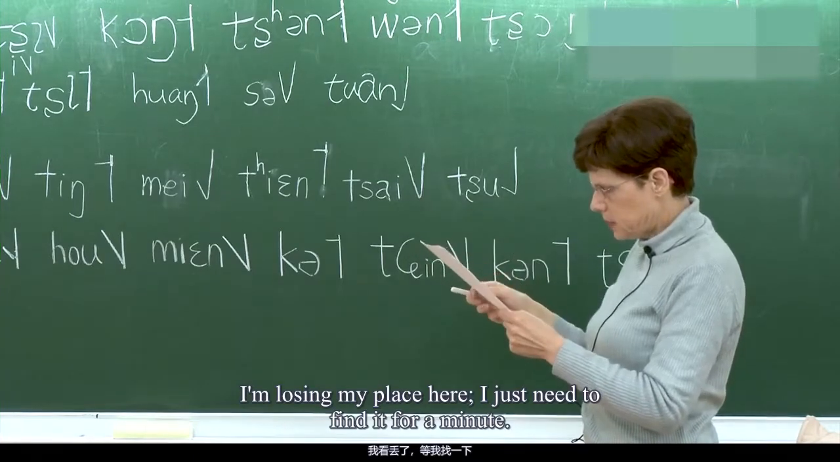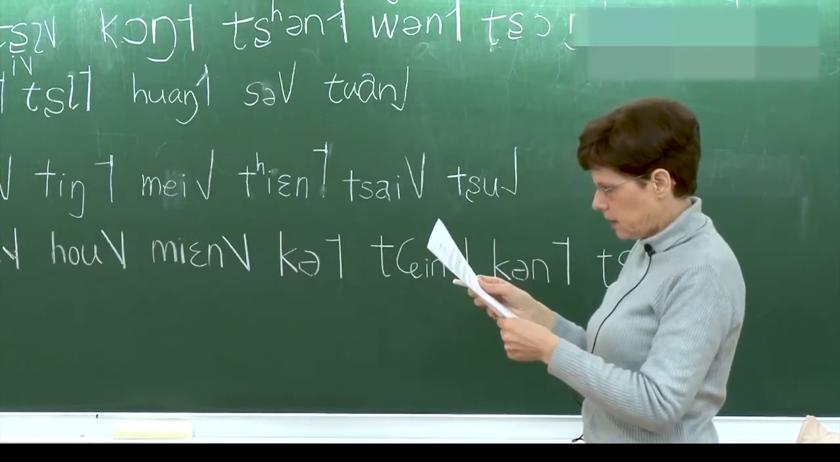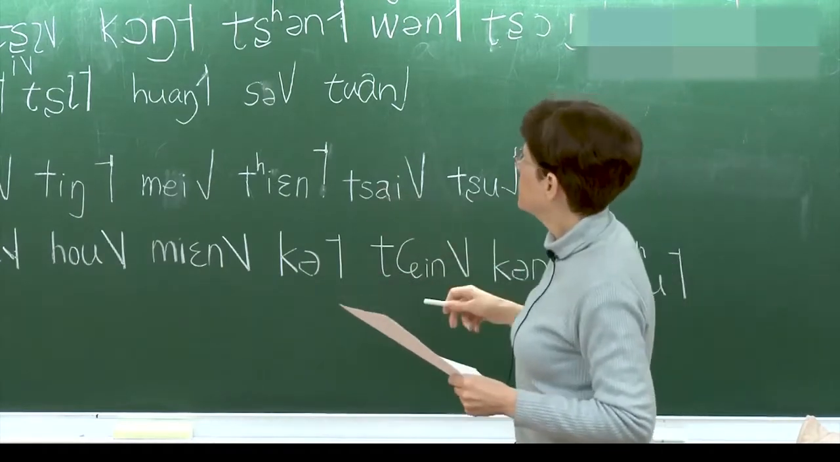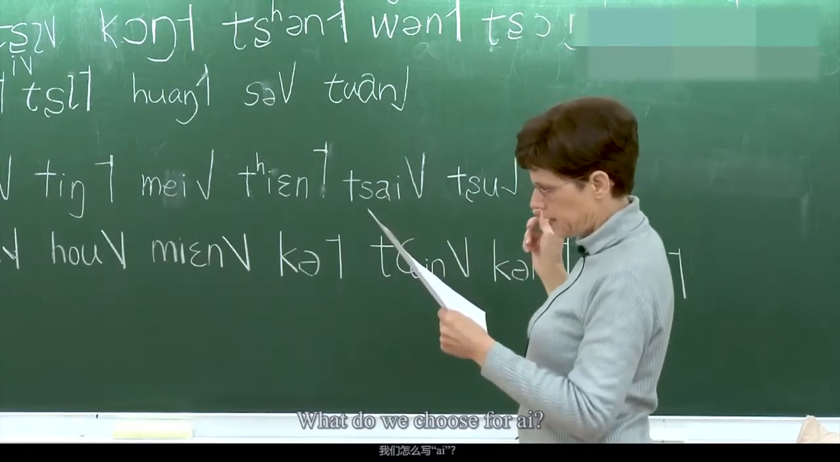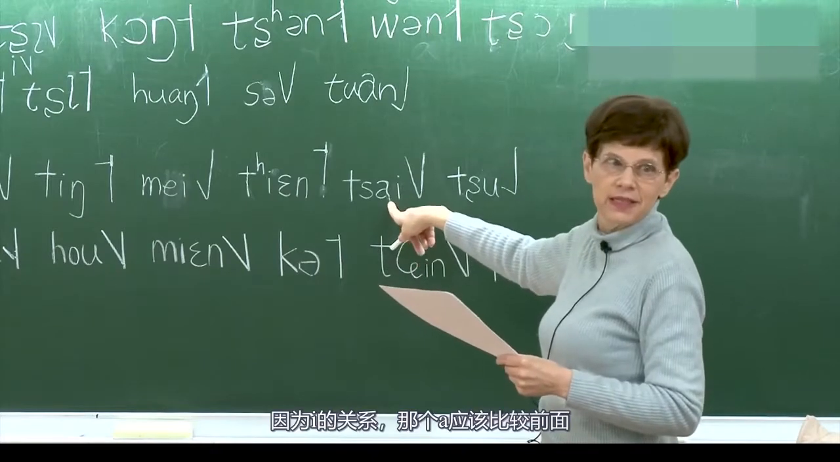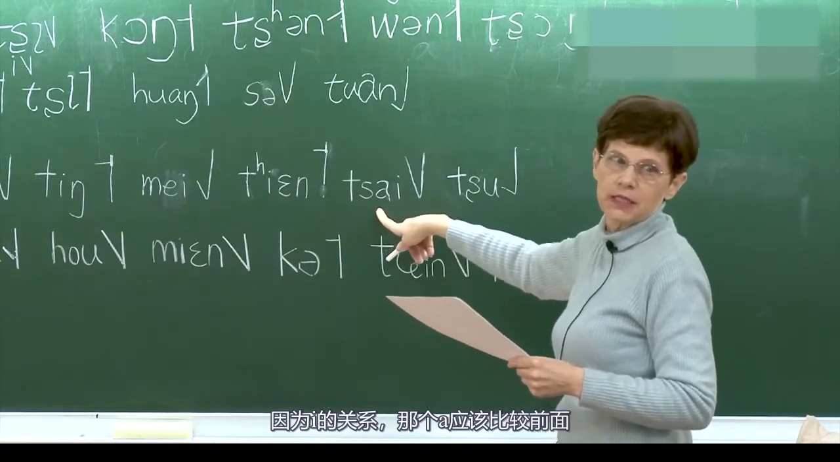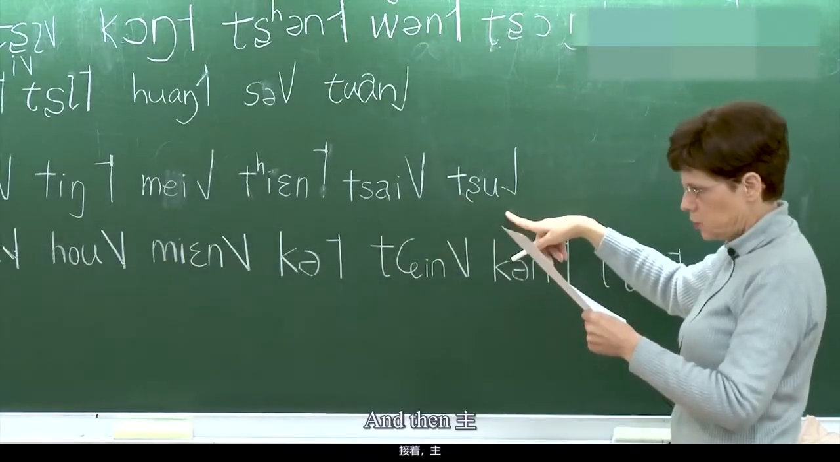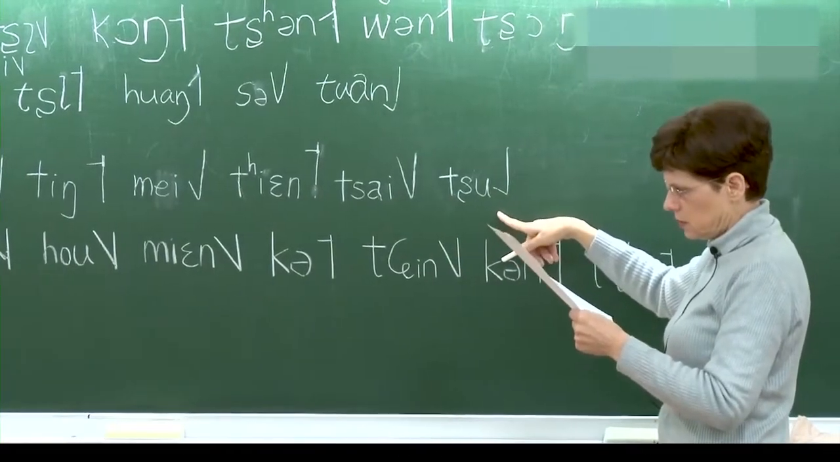I'm losing my place here. I just need to find it for a minute. Okay, 在. Is that okay? Except for what do we choose for I? We are using this one. 因为一的关系，那个 I 应该比较前面. So 在, I chose to use this one. And then 主. Is that okay?